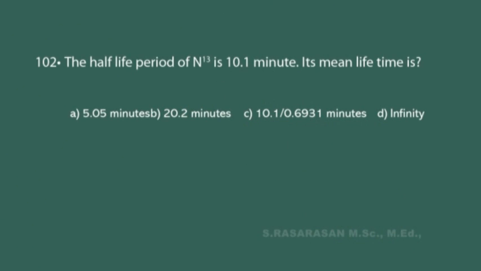Next. The half-life period of nitrogen 13, radioactive nitrogen, is 10.1 minutes. Its mean lifetime is dash. The half-life period of nitrogen is 10.1 minutes. Its mean lifetime is dash.